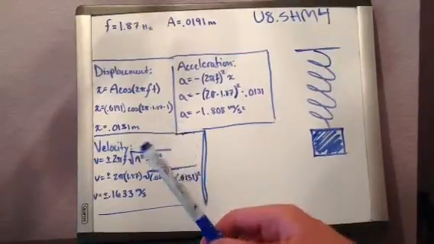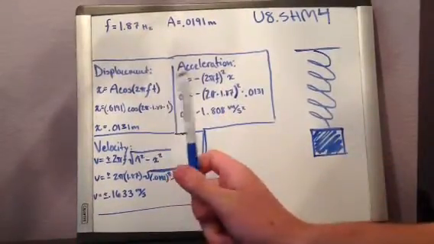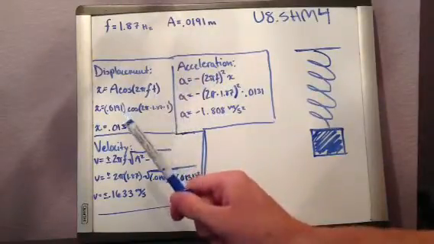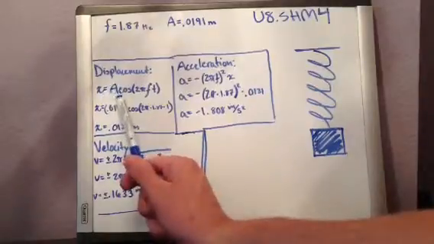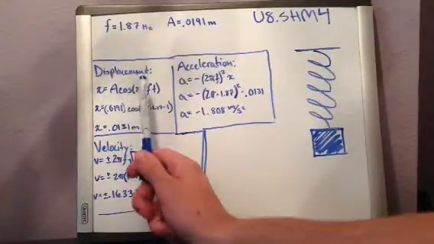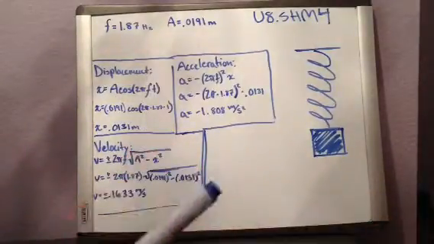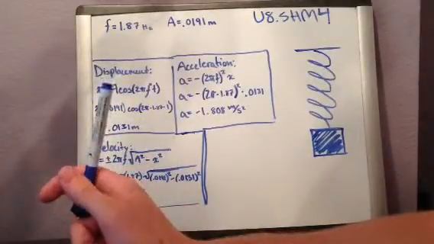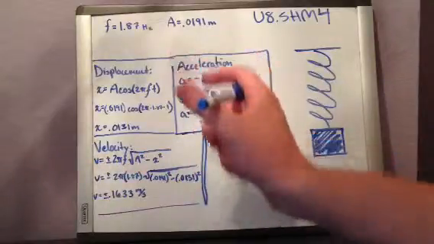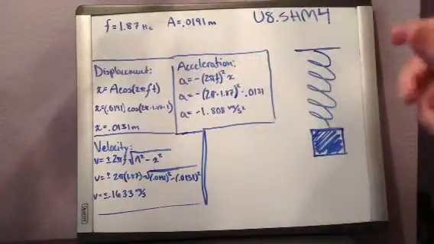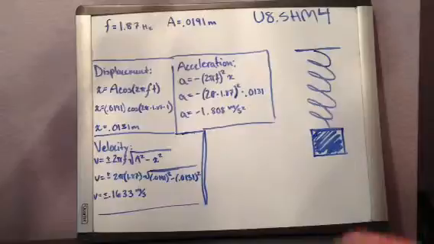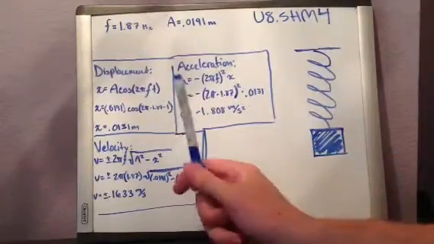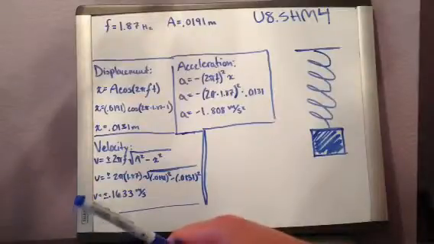Alright, so the displacement. We can calculate the displacement of the object at any point in its oscillation using the equation x equals amplitude times cosine 2 pi frequency t. T in this equation is the time, since we're calculating the displacement at a certain point in time in its oscillation. For this problem, we're going to find the displacement at 1 second of the oscillation.